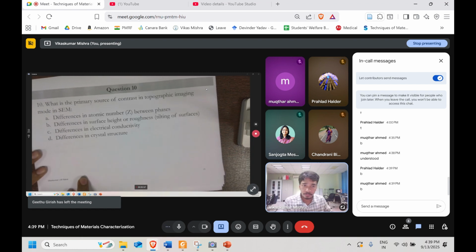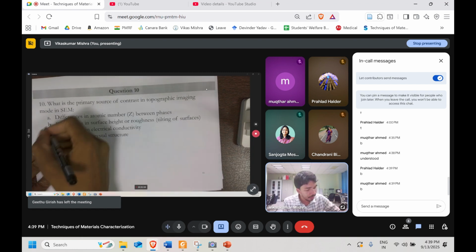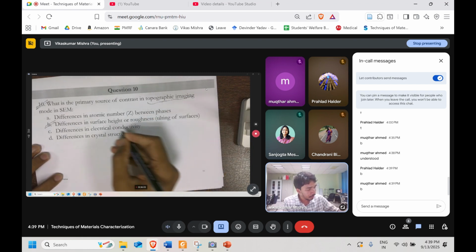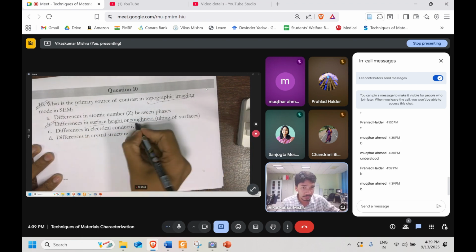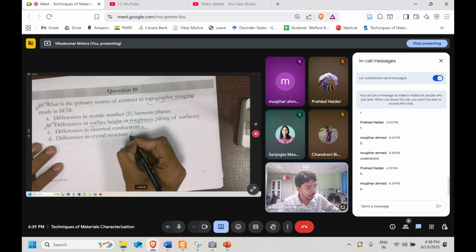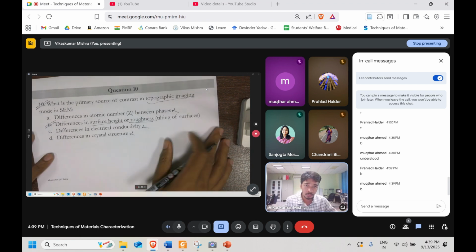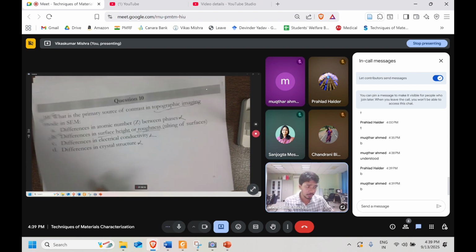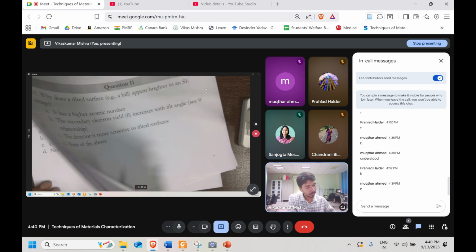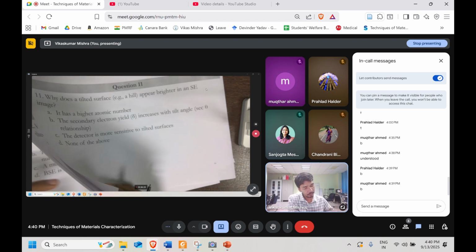Okay, so Ahmad is saying that option B, yes, that's the right answer. For the topological imaging, we are going with the surface height and the roughness. This other option is the one related to electrical conductivity. No, the crystal structure is not. Z contrast is not going to give the topological information. Okay.